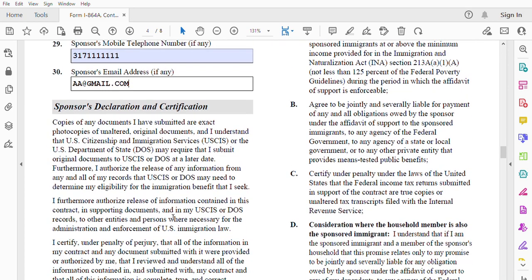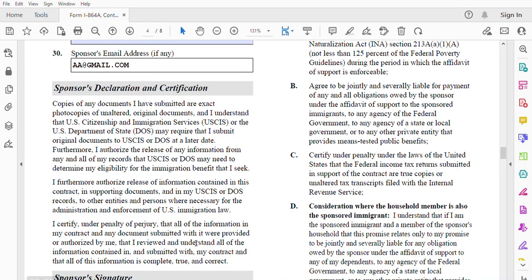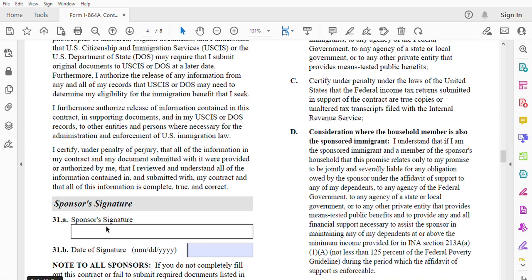Sponsor declaration and certification, you're gonna read about this, and then the sponsor signature. I want to mention this: do not initial or put your name over here. You gotta just date it. What day today is 4/8/2023. Do not initial, as I said, and write your name. You gotta print it and then sign it in blank ink.